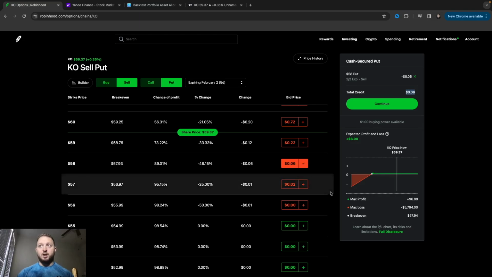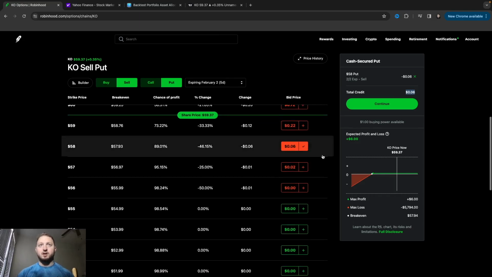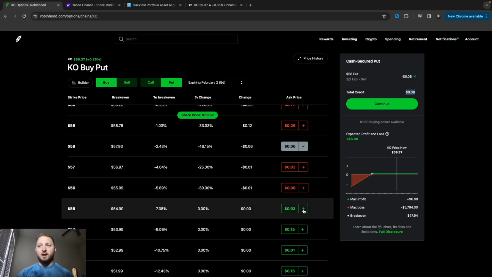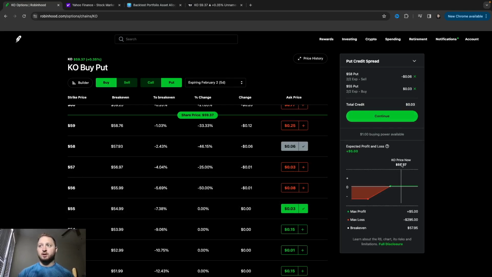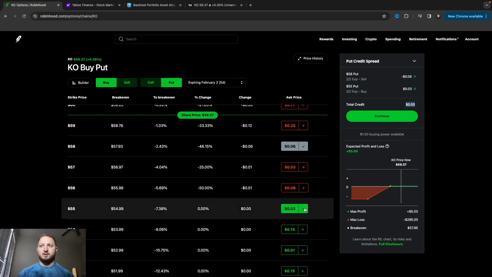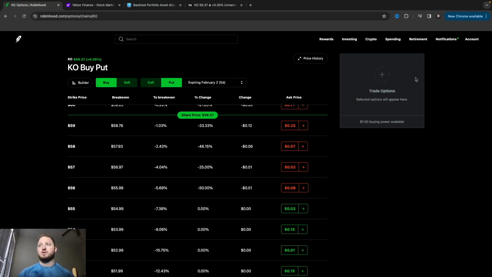Now, if you did it with the other one, again, I don't want to confuse anybody here. If you buy this back and say you collect your total credit of $3 here, it's not worth it, guys, to do on this one. So we want to go to a different stock here.